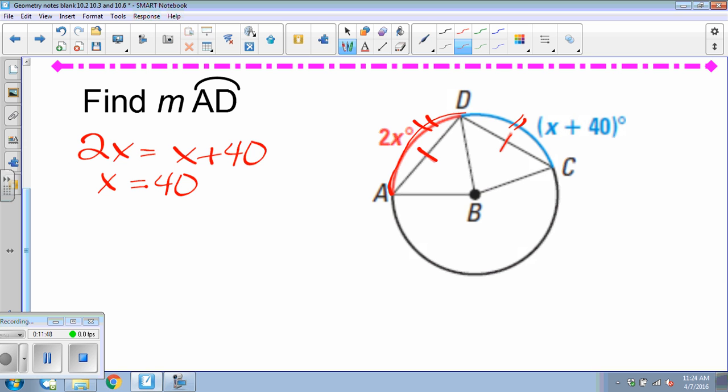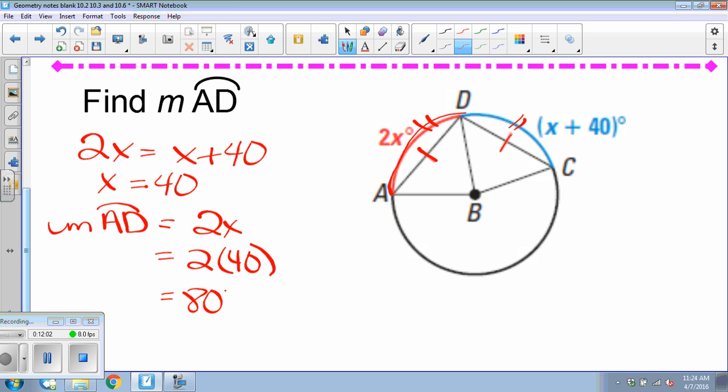Okay? They didn't ask us to find x, they asked us to find the measure of arc AD. Well, arc AD is 2x, so that's 2 times 40. So the measure of arc AD is 80 degrees.